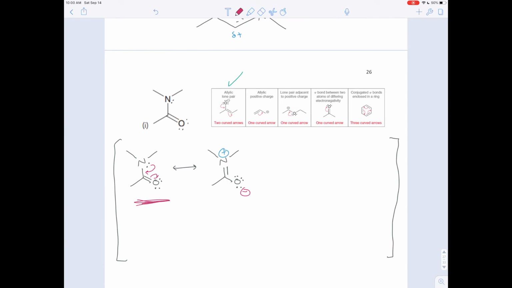Alright, so we're going through the 5 patterns for that first leftmost structure there. We saw that we have an allylic lone pair. We drew the structure for that. Do we have an allylic positive charge? No. We don't have a positive charge in the molecule at all, so we don't have an allylic positive charge. Do we have a lone pair adjacent to a positive charge? No, no positive charge.